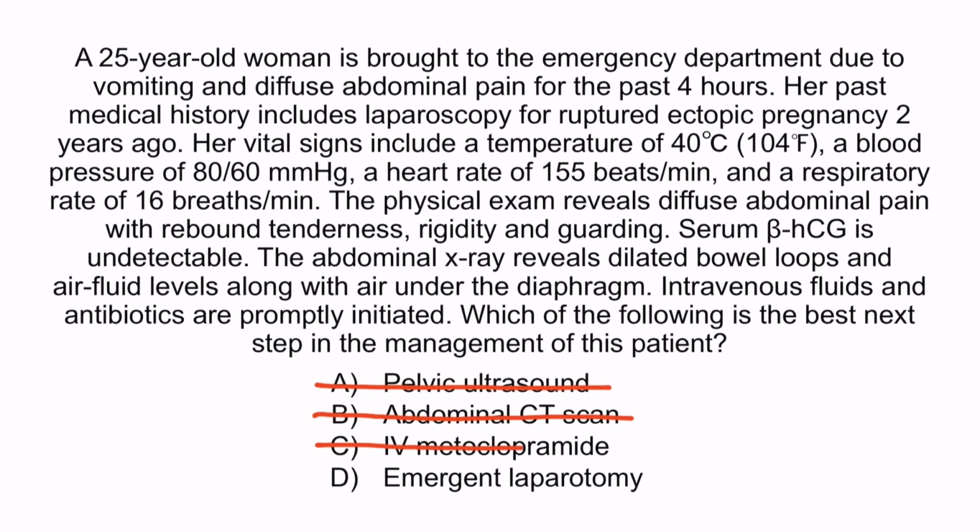Finally, option C is incorrect because although this patient needs an antiemetic for vomiting, metoclopramide is contraindicated in patients with bowel obstruction. This is because metoclopramide increases GI motility and exacerbates the symptoms of bowel obstruction. And that concludes our lecture on abdominal pain.